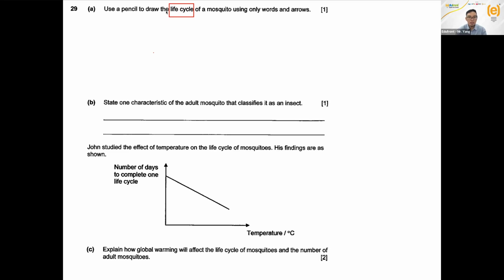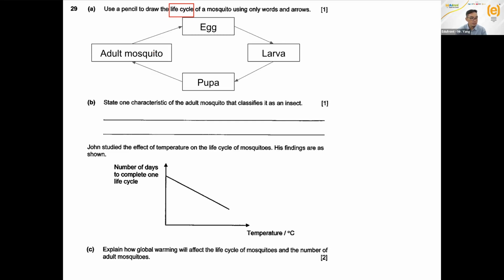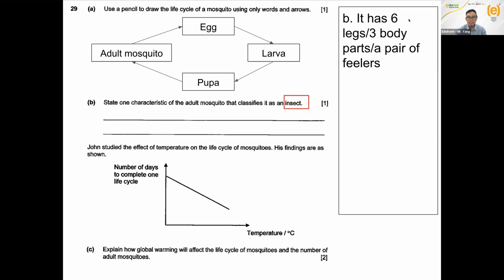So let's take a look at the first one. Use a pencil to draw the life cycle of mosquito using only words and arrows. Please do not draw the mosquito. So egg stage, then larva stage, pupa stage, and the adult mosquito. Make sure when you draw the arrow, you must have the arrow head. And state one characteristic of the adult mosquito that classifies it as an insect. It has 6 legs, or 3 body parts, or a pair of feelers.